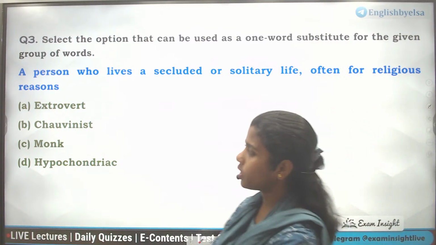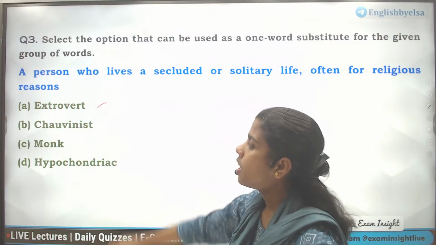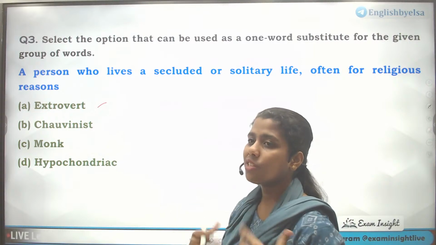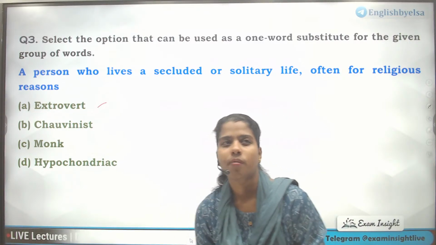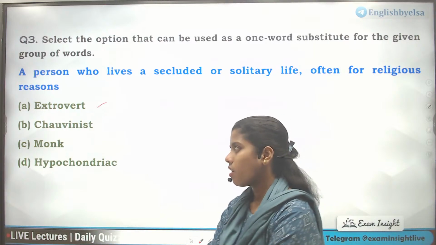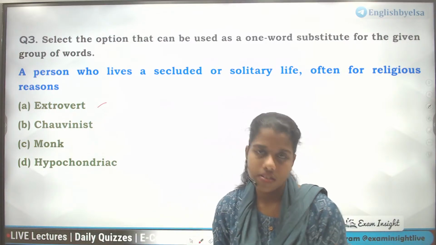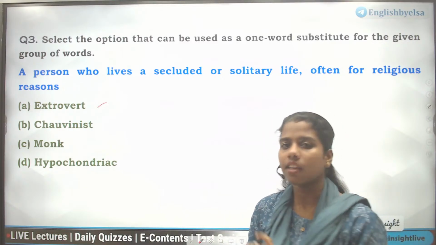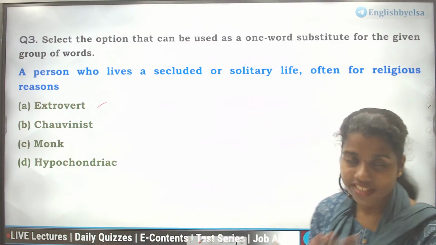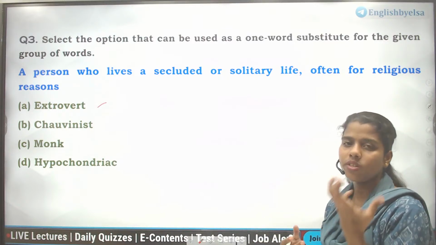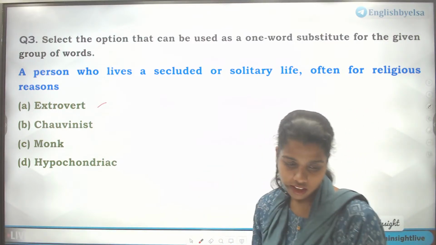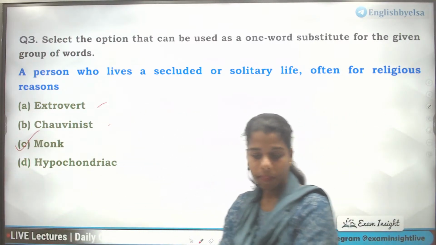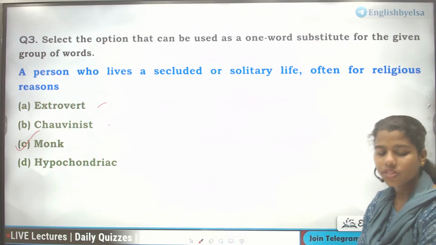Chauvinist, you may have heard of the term. Extrovert, we already explained. Chauvinist means a person who shows extreme support for one's cause. I'm supporting a cause and I'm extremely supporting that cause. That person will be called chauvinist, who is showing that extreme support. My correct answer is monk. Yes, C is the correct answer for question number 3, monk.